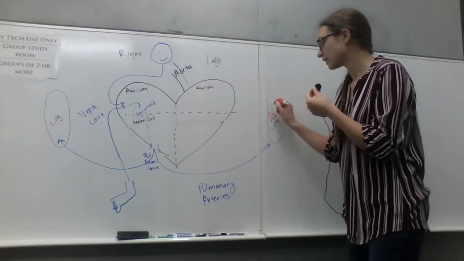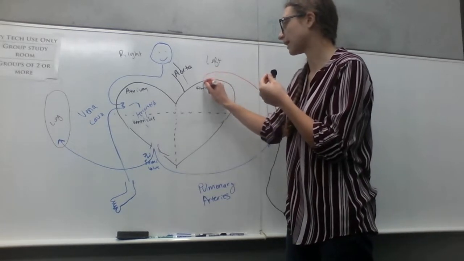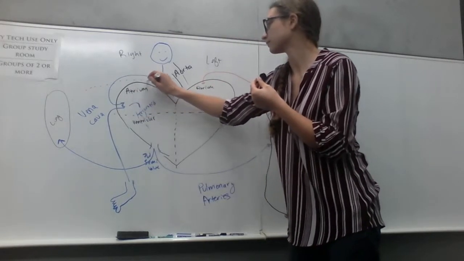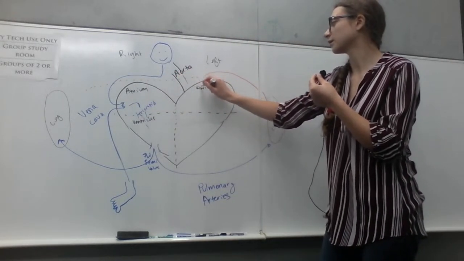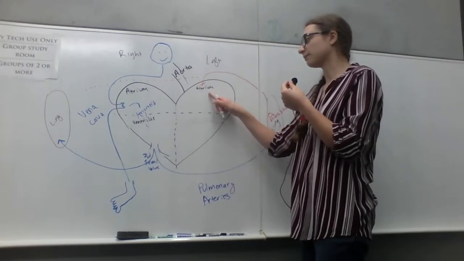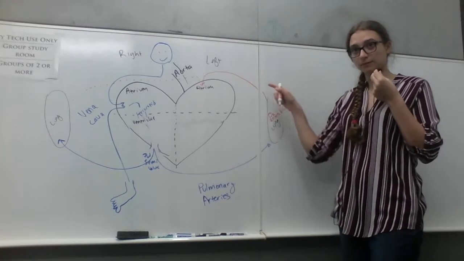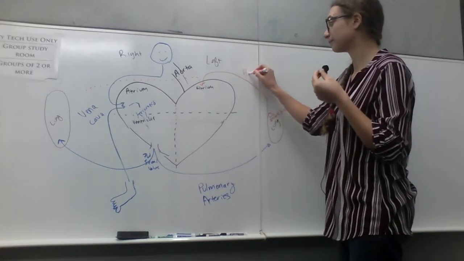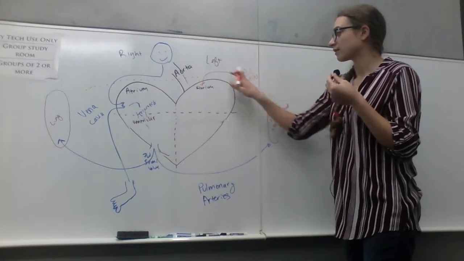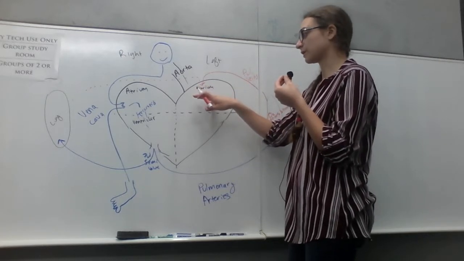So then it will be transported to the left atrium. Sorry, dude. You have all this going on. But it will go to the left atrium through the pulmonary, what is this? Pulmonary veins. So from the lungs through the pulmonary veins to the left atrium.